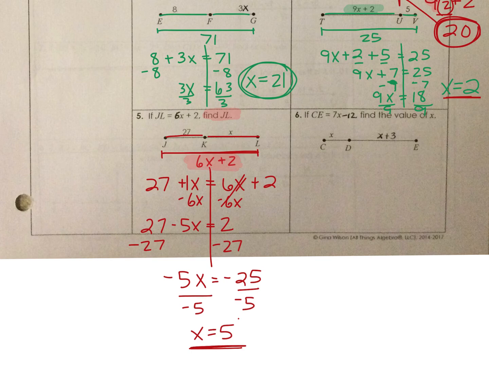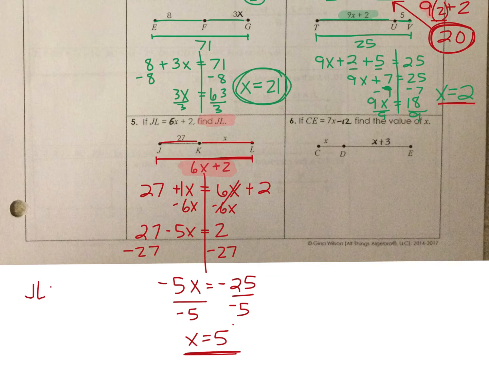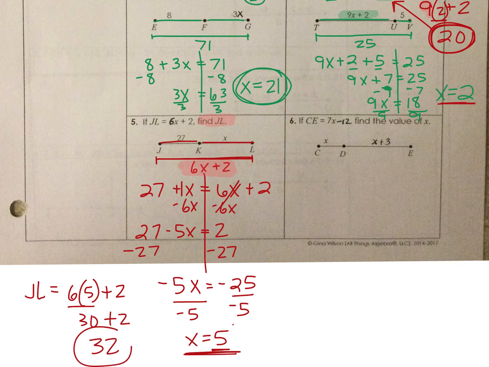JL equals 6x plus 2. But we are geniuses and know that the x is a 5. So I'm going to erase that x, and I'm going to say times 5. 6 times 5 is 30, plus 2 is 32. So JL, which is what we needed to find, is 32. All right, let's do number 6.